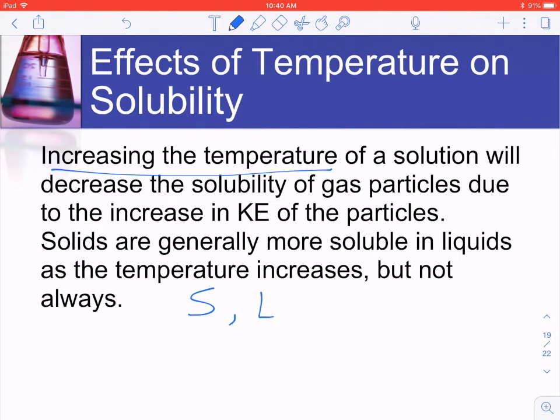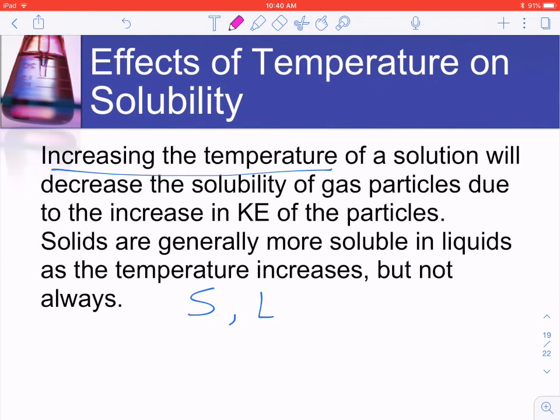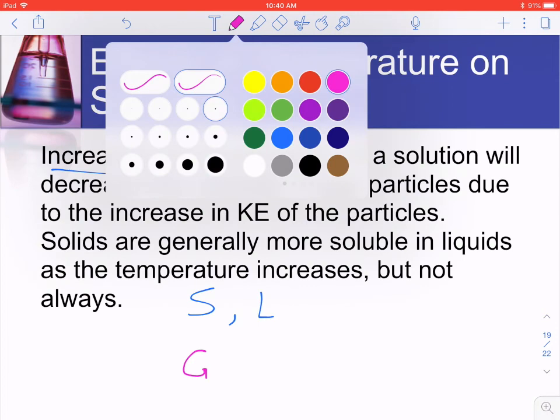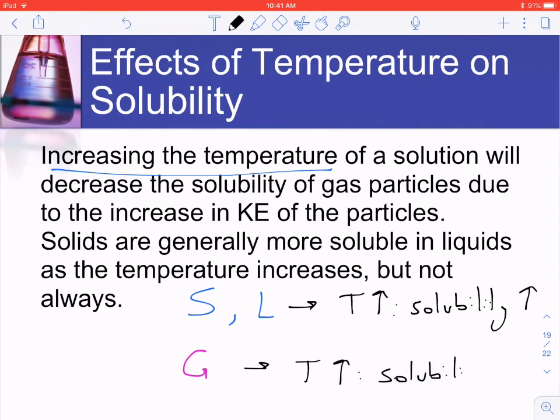Because as we increase the temperature, we increase the speed of those collisions, so those things are able to be dissolved more easily. However, something that's really strange is that if we increase temperature for gases, the solubility goes down. So let's write all of this out. If we have solids and liquids, if we increase temperature, the solubility is going to also go up. But for gases, if we increase temperature, the solubility is going to go down. So what the heck is going on there?